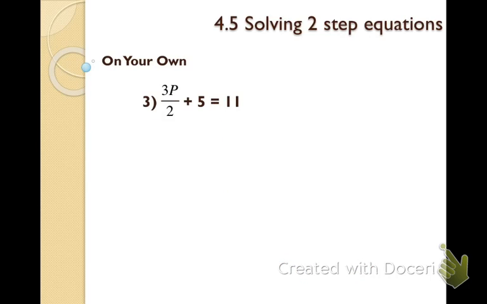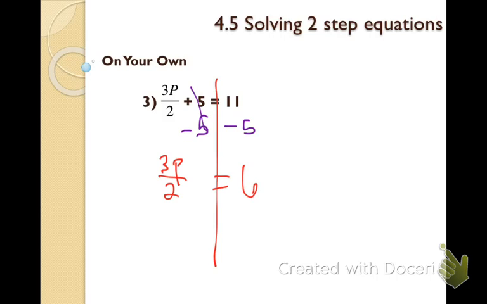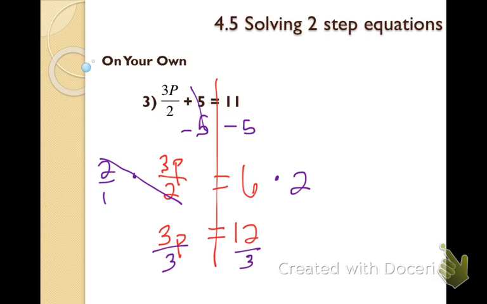Alright, problem 3. It's already simplified. So put my line. First I'm going to subtract 5 from both sides. Those cancel. I'm left with 3 times p divided by 2 equals 6. To get rid of the divide 2, I times by 2. Cancels. Got to do the same thing to both sides following the golden rule. 3p equals 12.